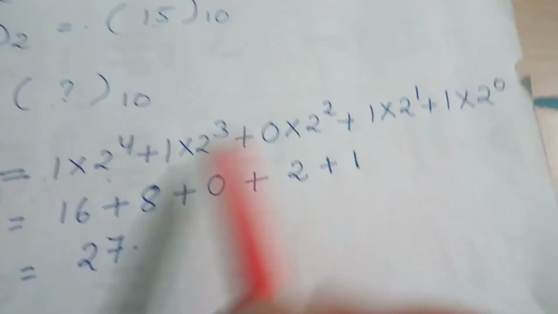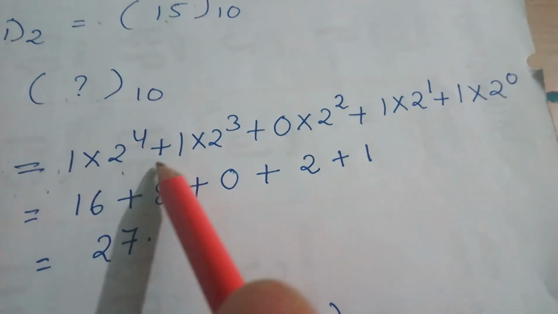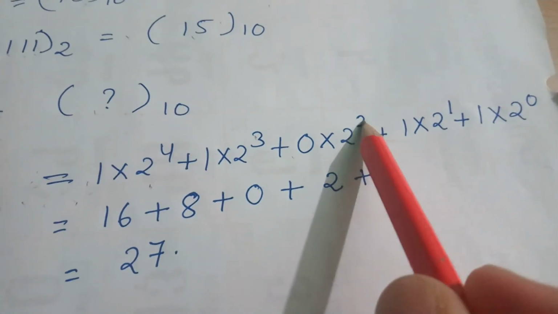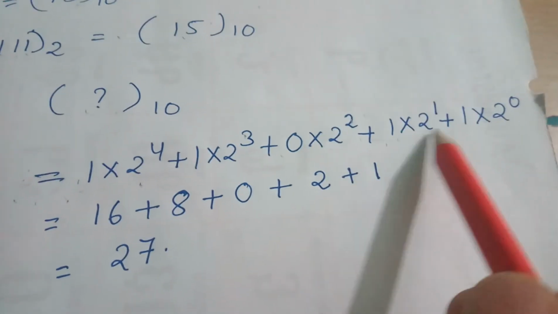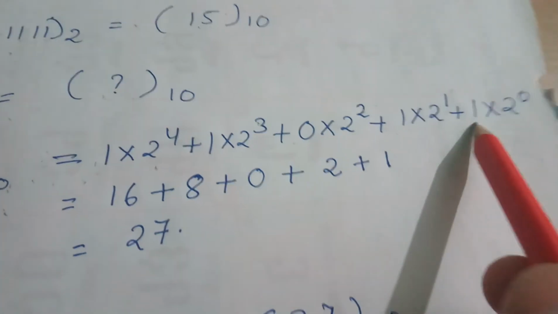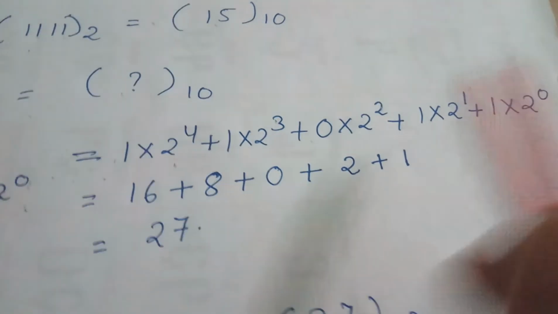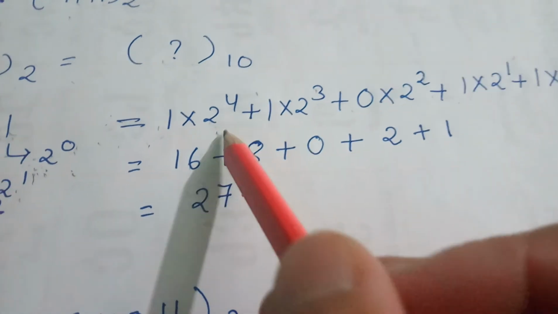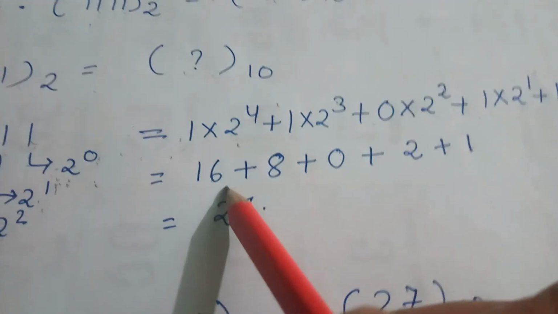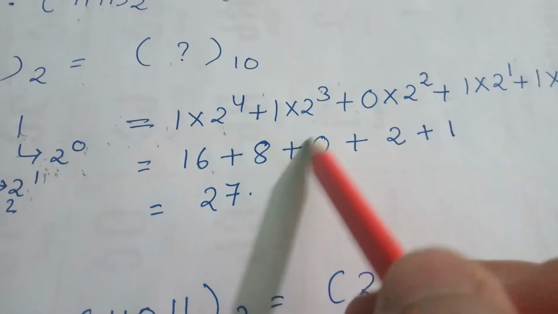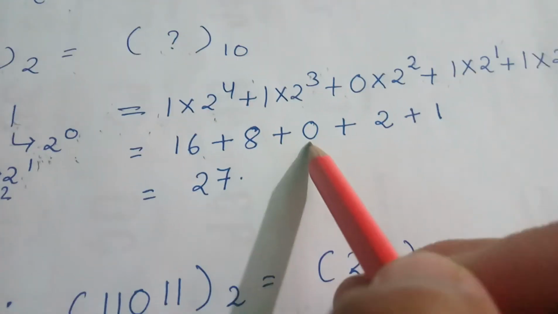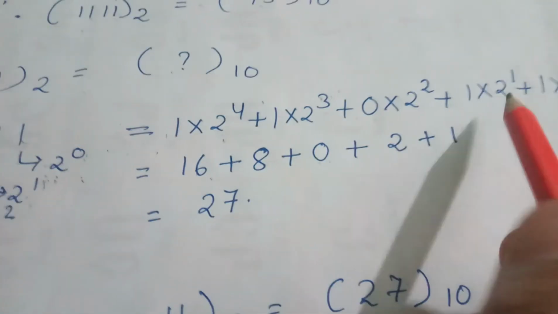So now multiply like this again, same way, and then 1 into 2 raised to power 4 plus 1 into 2 raised to power 3 plus 0 into 2 raised to power 2 plus 1 into 2 raised to power 1 plus 1 into 2 raised to power 0. So now this is equal to, now how much? This 2 raised to power 4, I have already told you, this is 16, and then 2 raised to power 3 is how much? 8. And this 0 multiplied by anything is 0 again.